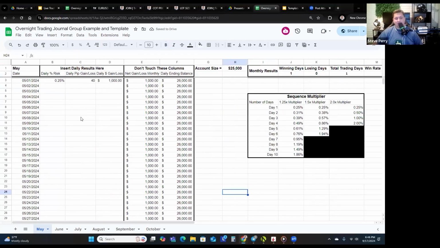You're welcome to modify this however you want to, whatever suits you best. I just want to make sure you're successful with it. All right, so that is the strategy. That is exactly how I want you guys to trade this, for those that are new.